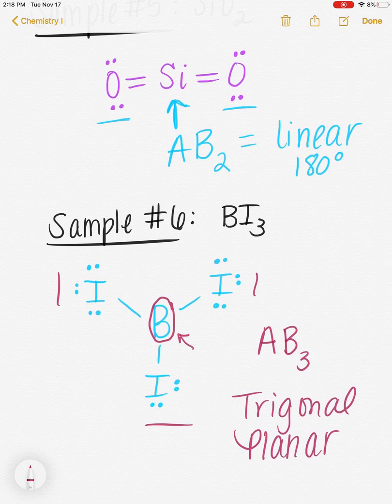So the main takeaways here are you have to have a valid Lewis structure in order for this to work, and it's really, really helpful to have that note card so that you can predict the ABE notation, the shape, and the bond angles. Again, please make sure that you use your note card and create your note card.